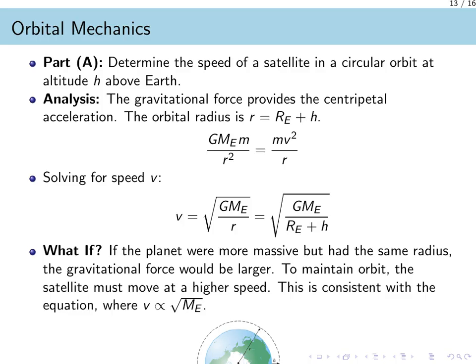Now, consider what would happen if the planet were more massive. The stronger gravitational pull would require the satellite to travel faster to stay in the same orbit. Our derived equation confirms this. The orbital speed is directly proportional to the square root of the planet's mass. The essential result is that a satellite's speed in a circular orbit depends on the mass of the central body and the orbital radius, but not on the satellite's own mass.